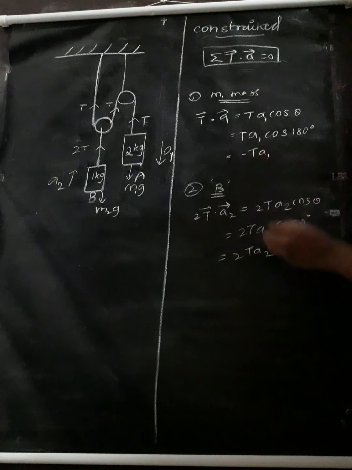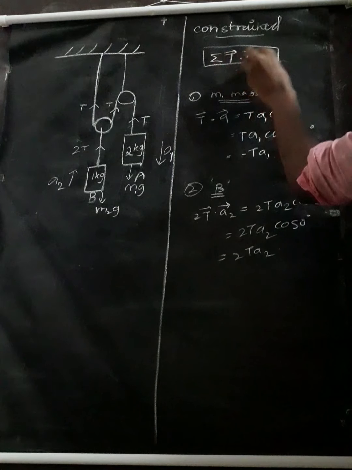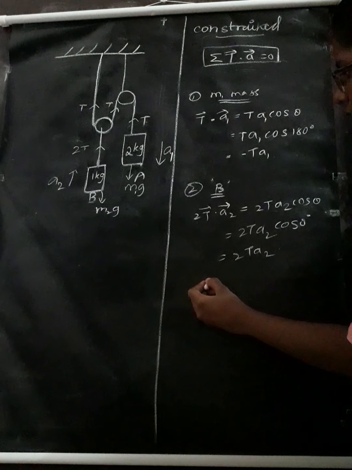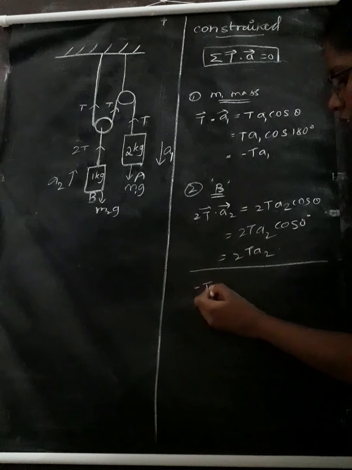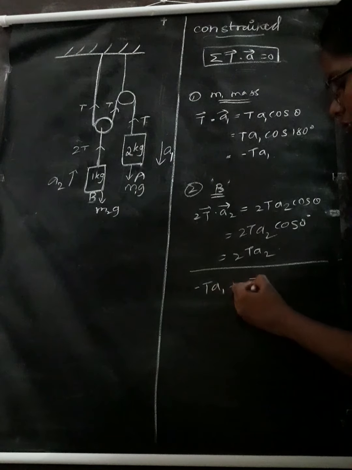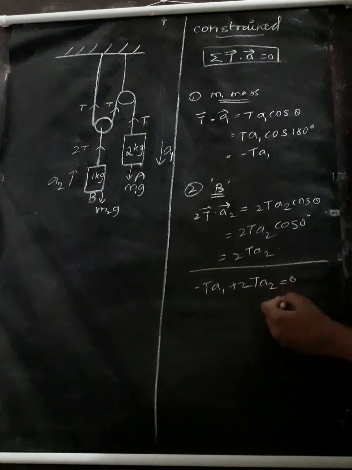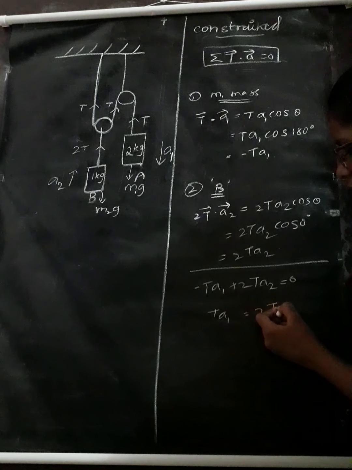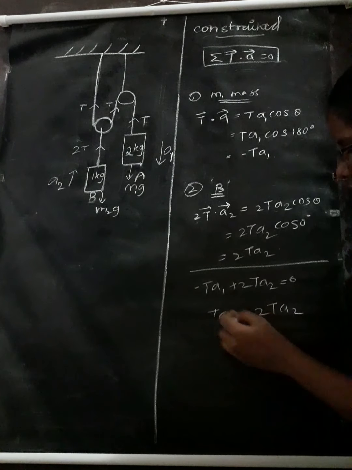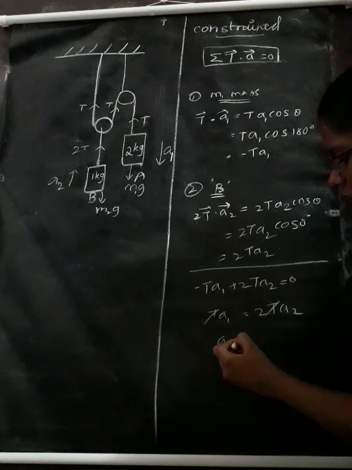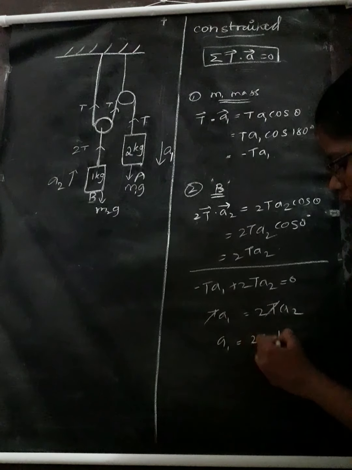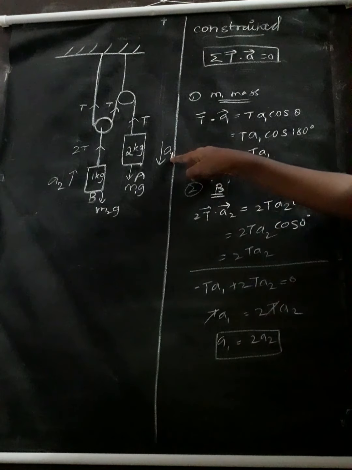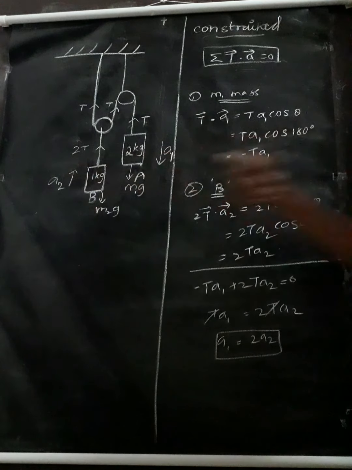So we are going to add these two equations, because of the summation of T vector dot A vector. So minus T A1 plus 2T A2 is equal to 0. So T A1 is equal to 2T A2. T gets cancelled, so A1 is equal to twice of A2. The acceleration A1 is going to be twice of A2.